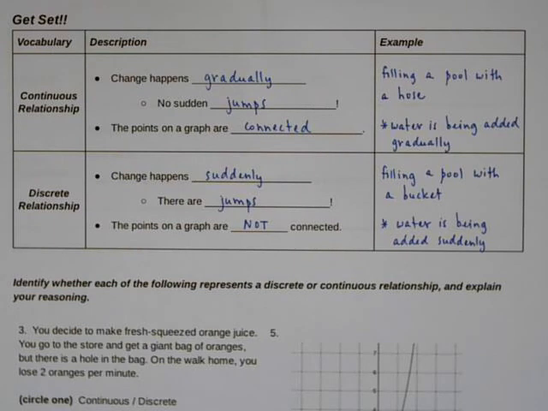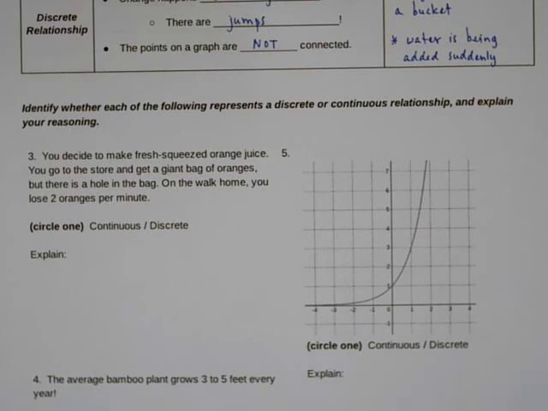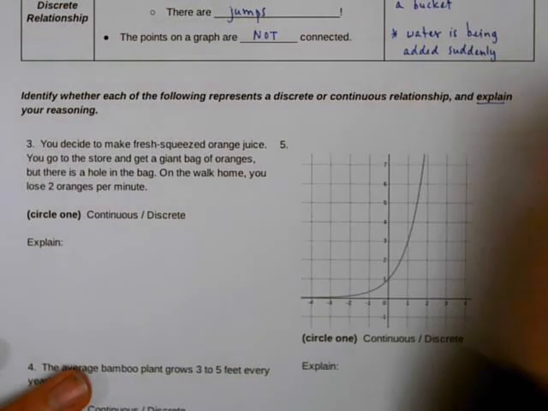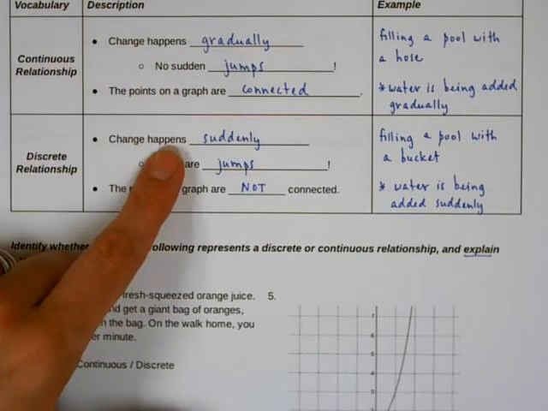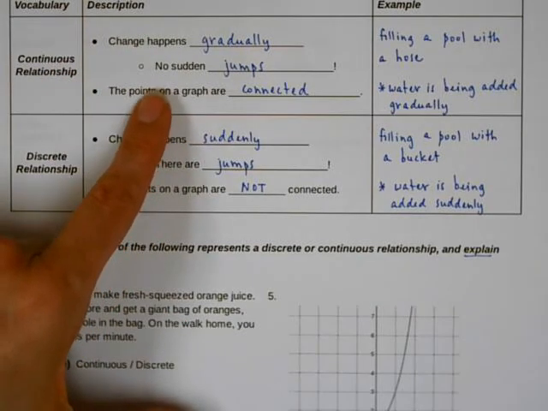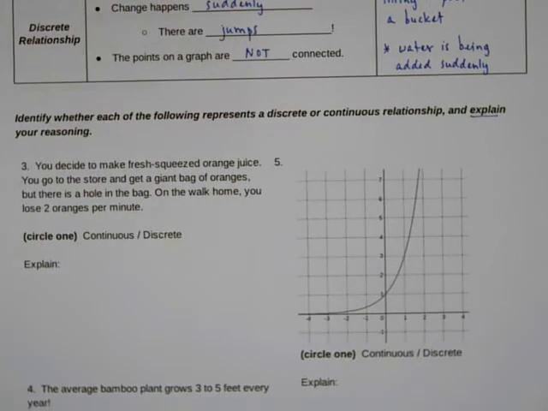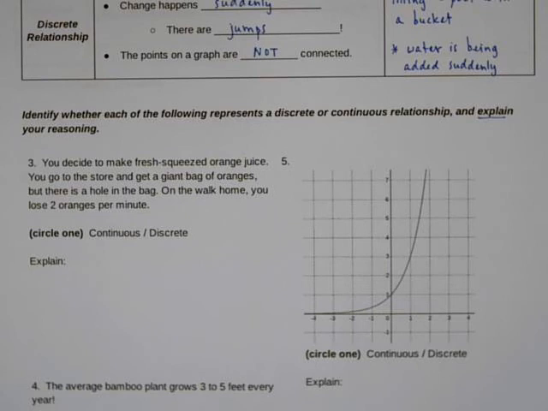So let's see if we can pick these ideas out when we're given certain scenarios. So here, our directions say to identify whether each of the following represents a discrete or continuous relationship. And again, here we're asked to explain our reasoning. And our explanations are going to use exactly what we talked about here. We want to think about whether change is happening gradually or whether things are happening very suddenly. So let's look here. It says you decide to make fresh squeezed orange juice. You go to the store and you get a giant bag of oranges, but there's a hole in the bag. So on the walk home, you lose 2 oranges per minute.